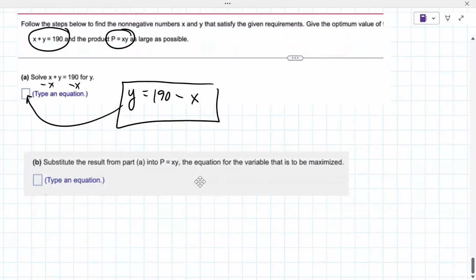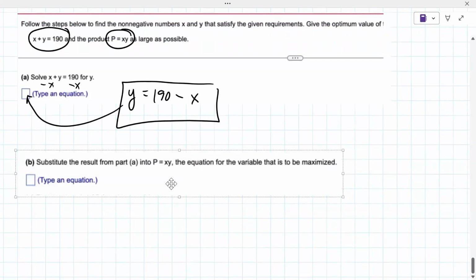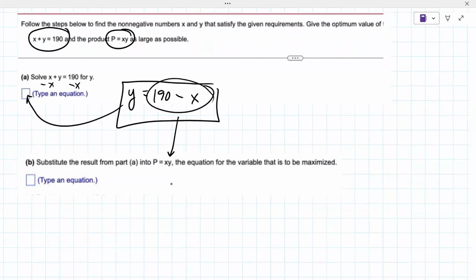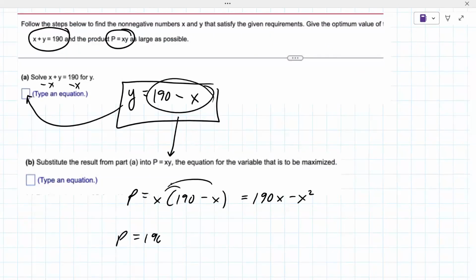All right, substitute the result from part A into P equals XY. They're saying put this in for Y. So your P is equal to X times 190 minus X. I don't know if you have to simplify, but we might as well. You distribute that X: 190X minus X squared. I believe it wants everything in this box, including the P. Here it wants the whole thing.